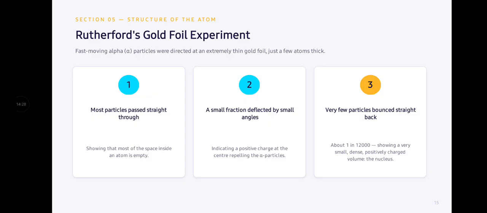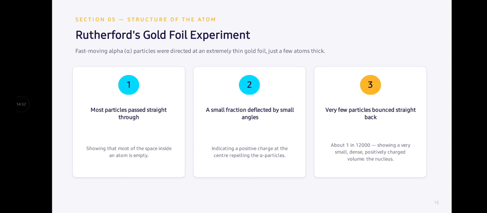So what's the Rutherford gold foil experiment? Fast moving alpha particles were directed at an extremely thin gold foil, just a few atoms thick. First is most particles pass straight through, showing that most of the space inside an atom is empty.